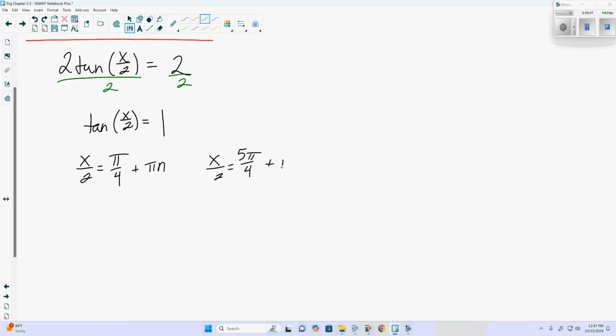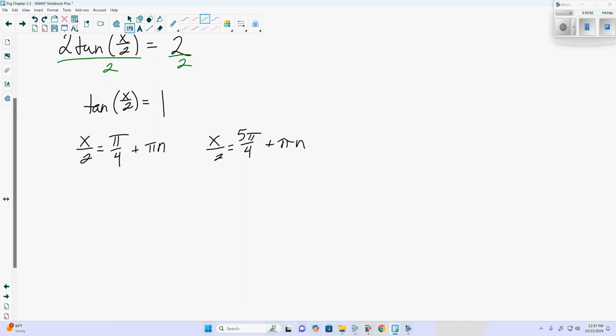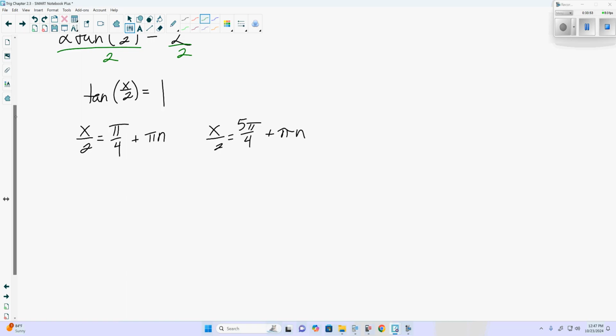Now, since we're not restricted on the interval from 0 to 2 pi, we have to add pi n to both sides. And lastly, we're going to multiply everything by 2, because here our 2 and 2 will cancel, giving us x by itself. Pi over 4 times 2 is going to be pi over 2 plus 2 pi n.